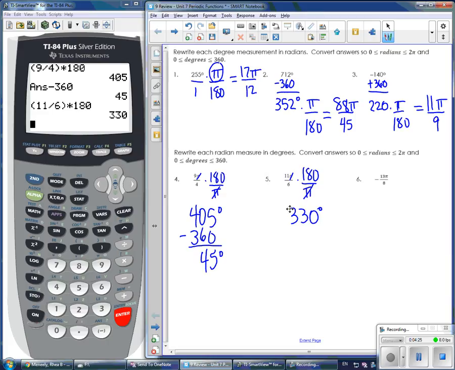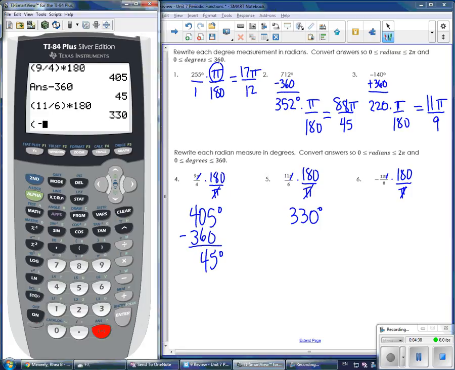And number 6, notice there's a negative. We're going to keep the negative there for a minute and multiply by 180 over pi. My pi's will cancel. And I'm going to go ahead and keep the negative in my answer, so it's going to be a negative 13 over 8. And then I'm going to multiply that by 180. And I get a negative 292.5.